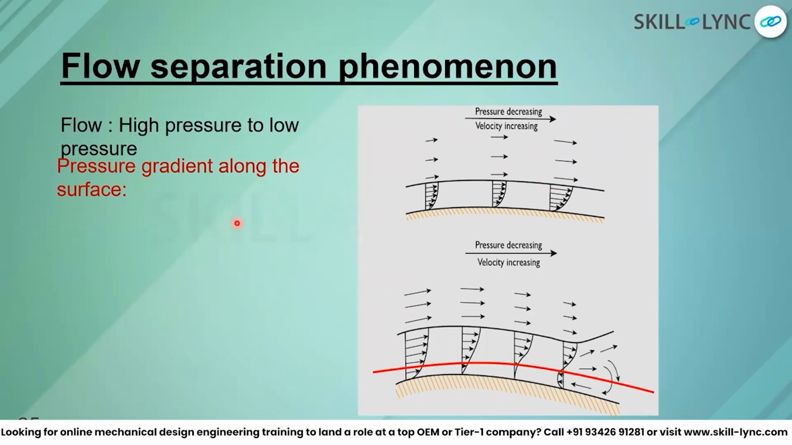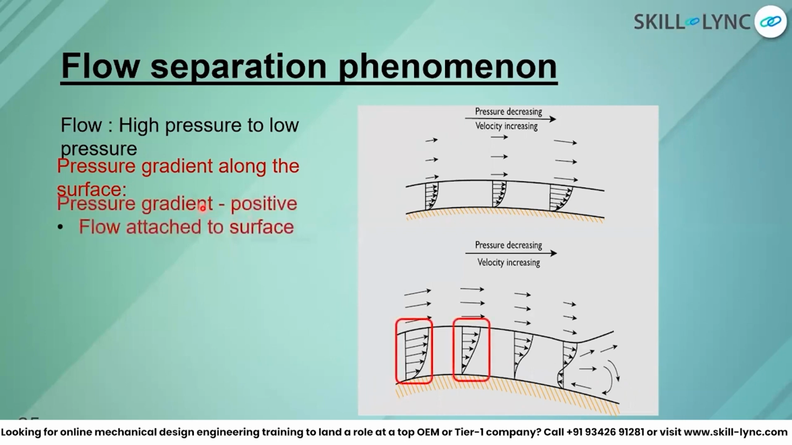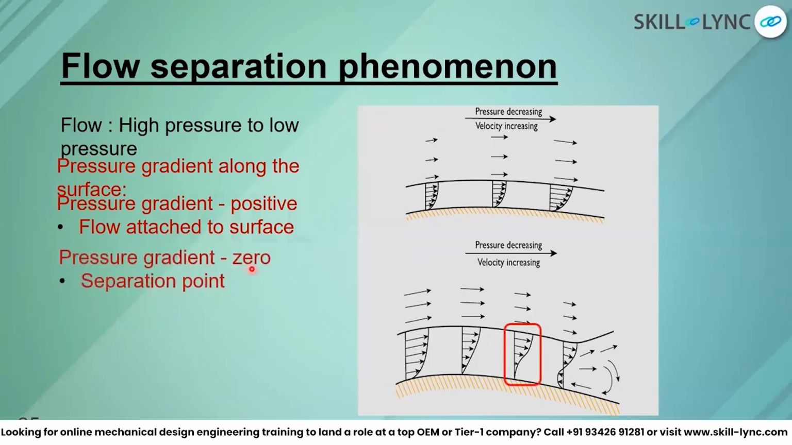And that is what we see when the flow is going from left to right, the pressure gradient. Now, how are we going to understand that with the help of pressure gradient? Pressure gradient is something very simple: the change of pressure along the surface. So in the first case, the pressure gradient will be positive. When the pressure gradient is positive, the flow will be attached to the surface. So the flow is sticking. In this case, the pressure is decreasing and the velocity is increasing.